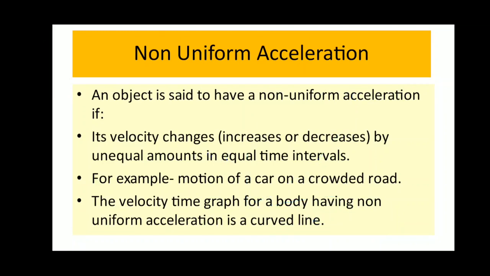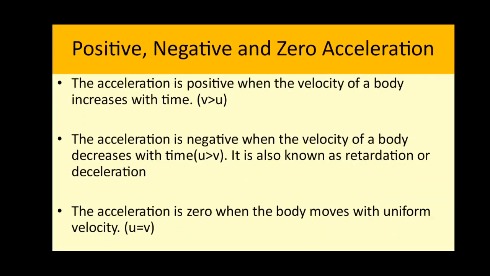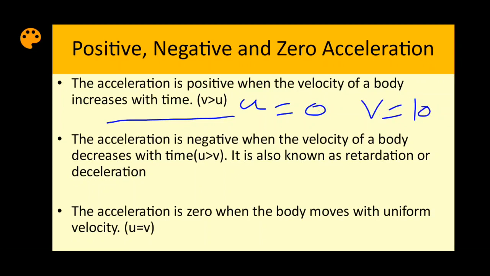Now moving towards the last topic, which is types of acceleration, that is positive, negative and zero acceleration. The acceleration is positive when the velocity of a body increases with the time. For example, suppose an object starts from rest, that is initial velocity u is 0, and it attains some velocity, for example 10 meter per second, after some time. So here the velocity has increased from 0 to 10. Therefore, the acceleration of the body will be positive. So when v, that is 10, is greater than u, which is 0, the acceleration will be positive.